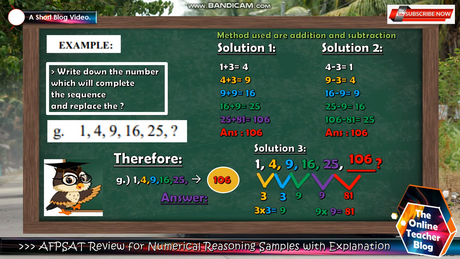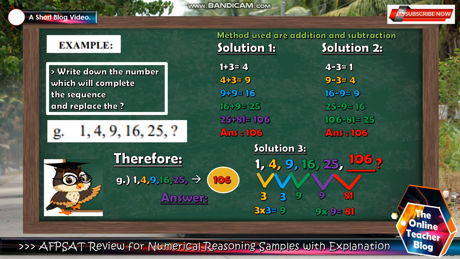The methods that we used are addition and subtraction. For solution 1, we have addition, and for solution 2, subtraction. For solution 1: 1 plus 3 equals 4, 4 plus 5 equals 9, 9 plus 7 equals 16, 16 plus 9 equals 25, 25 plus 81 equals 106, which comes up with the answer of 106. For solution 2: 4 minus 1 equals 3, 9 minus 4 equals 5, 16 minus 9 is 7, 25 minus 16 is 9, 106 minus 81 is 25. So we come up with the answer of 106.